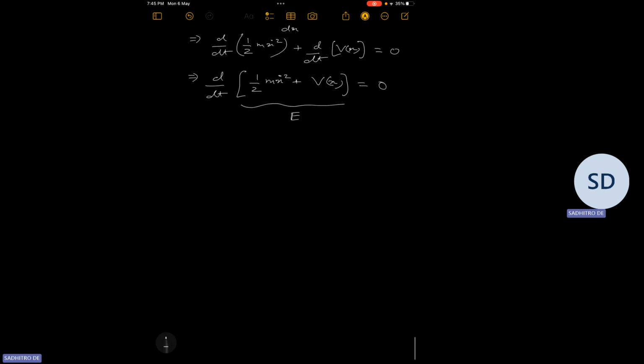In many cases, this is what is known as the total energy. So the quantity E is invariant along the trajectories. That means its time derivative is equal to 0. It is a constant along all trajectories. And therefore, this is what defines a conservative system.